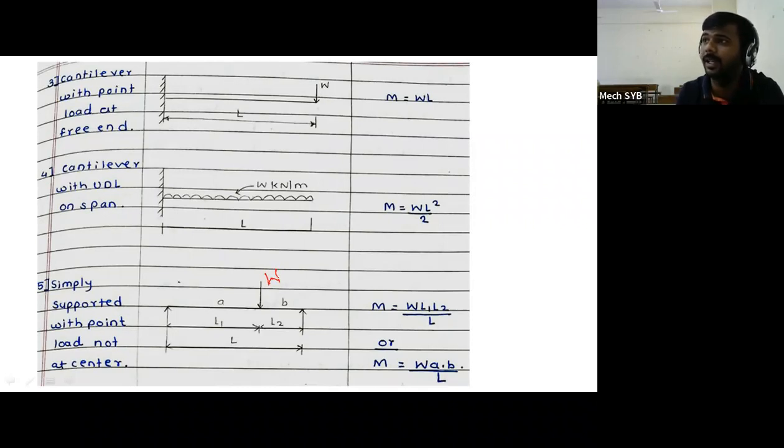त्यामुळे दुसरा फॉर्म्युला काय लिहिलाय बघा, M is equal to W into L1 L2 divided by L, किंवा ते A आणि B च्या फॉर्म मध्ये पण लिहिलेलं आहे, कॅपिटल M is equal to W into A into B divided by L. So take this formula also.